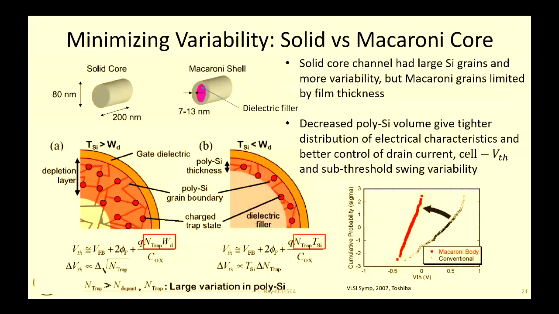Why is variability a problem for memory? Because you cannot pack more bits, right? Because you have to make your distribution as tight as possible. If your starting variability is large, it's much harder to tighten it later. So if you start with less variability, you can pack more bits. So that's why it is important.